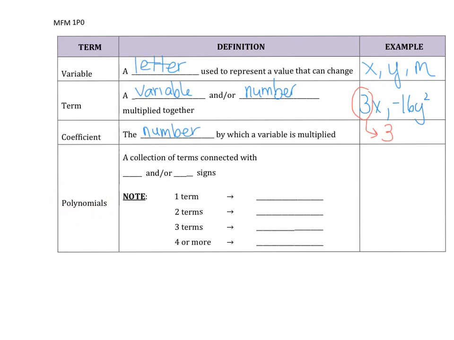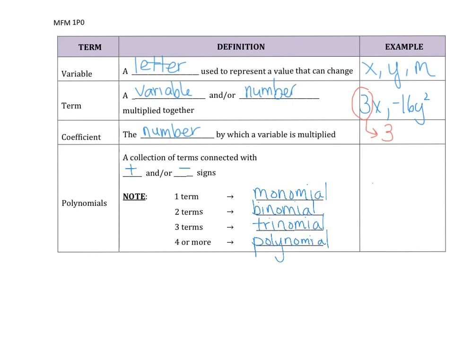So the terms are going to be combined by addition signs or subtraction signs, okay? And depending on the number, they do have special names. So if there's just one term, it's called a monomial. If there's two terms, it's called a binomial. If it's three terms, it's called a trinomial. And four or more, then it goes to the general name of polynomial. Okay, and like I said, these terms are connected by addition or subtraction signs.